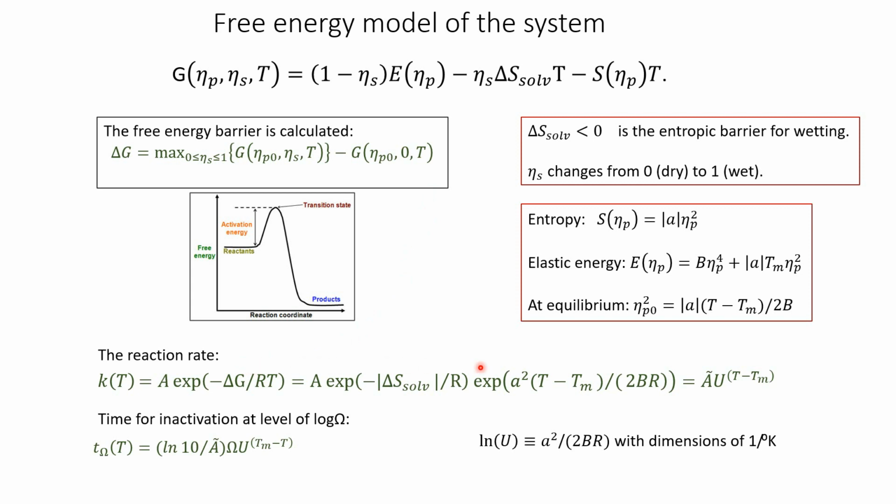The parameter A tilde is a constant related to the native reaction rate, and U is an amplification constant that depends on the Landau parameters and describes how the transition rate increases with temperature. The inactivation time at a certain temperature T can be calculated based on the amplification constant U and omega, which is the log of the reduction in population of active viruses.